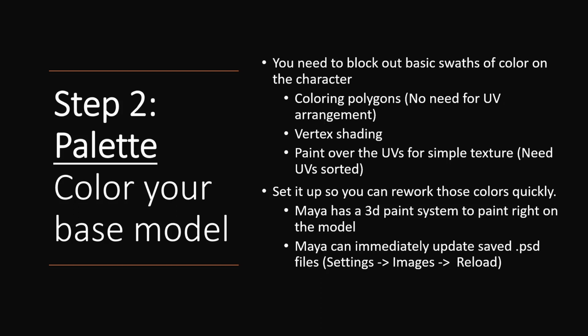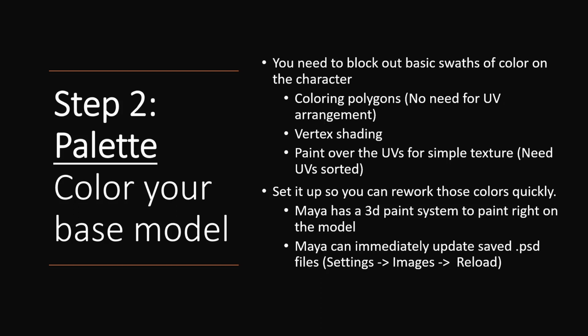So color the polygons. There's no need for UV arrangement when it's just coloring polygons. You can use vertex shading if you want to go that direction, or if the engineering has chosen that direction. You can paint over the UVs for simple textures. Of course, you'll need the UVs sorted out in that way. Set it up so you can rework the colors quickly. What you might want to do is actually attribute different materials to different polygons: flesh, clothing, torso color, hair color, if you're going to be revisiting those many times.